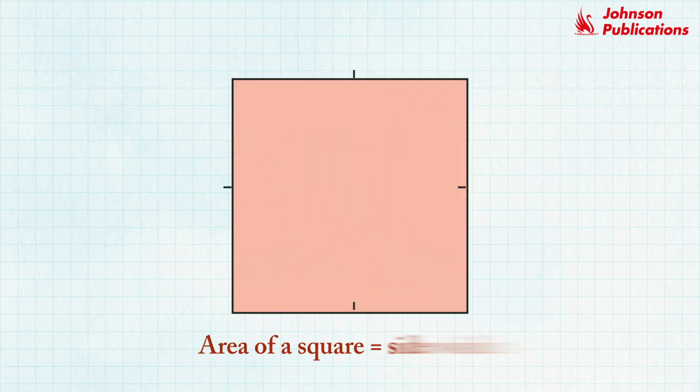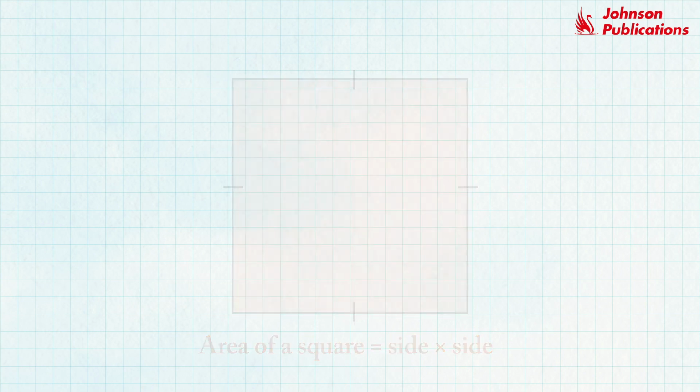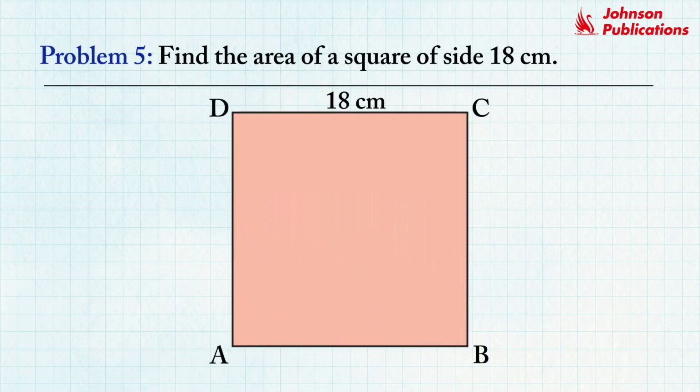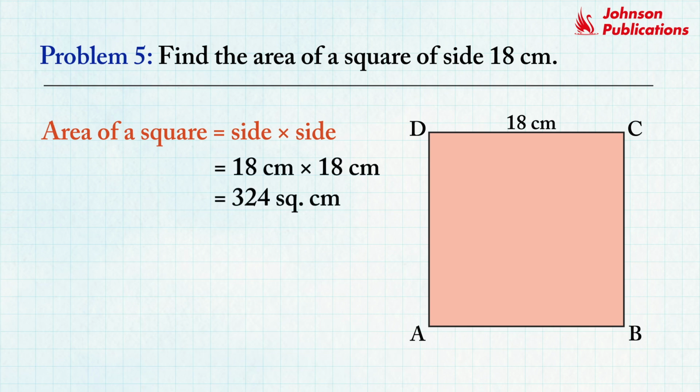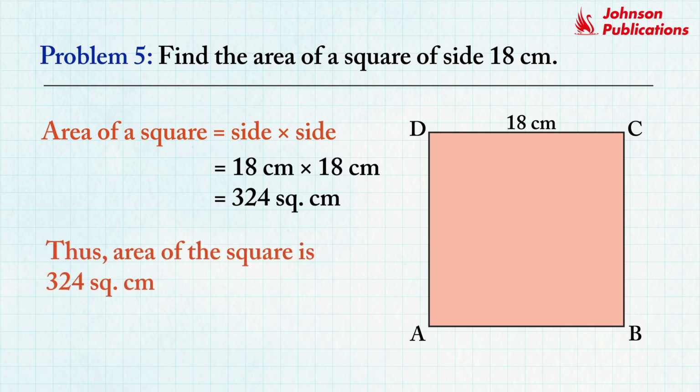The area of a square is side multiplied by side. Find the area of a square of side 18 centimeters. Using the formula of the area of a square, we can find the answer. Thus, the area of the square is 324 square centimeters.